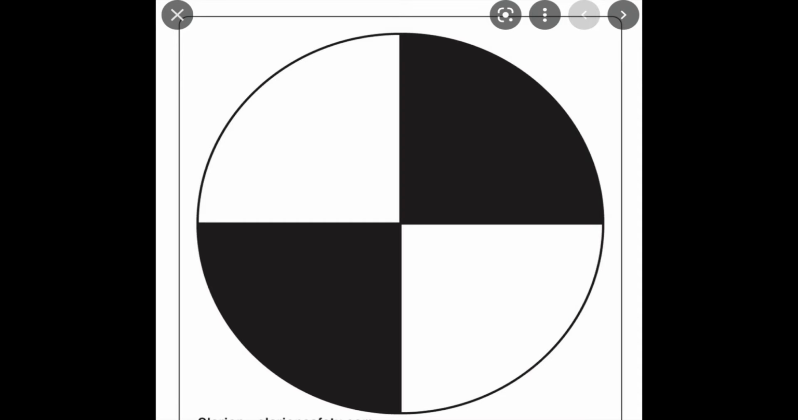So what does a center of gravity symbol look like? Well, it's a circle with 4 quadrants, 2 of them blacked in. I'll put some pictures up of that. This is just a universal symbol on radio control or free flight, any model airplane plan for the location of the center of gravity.